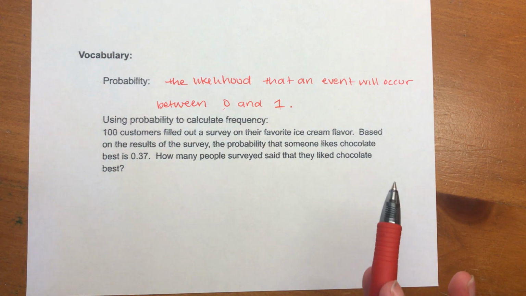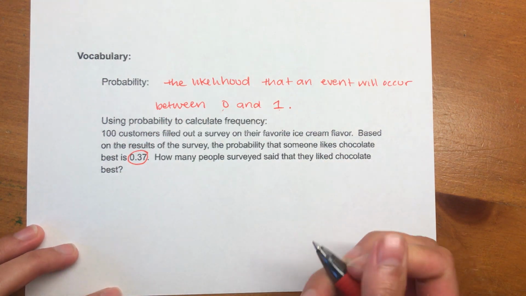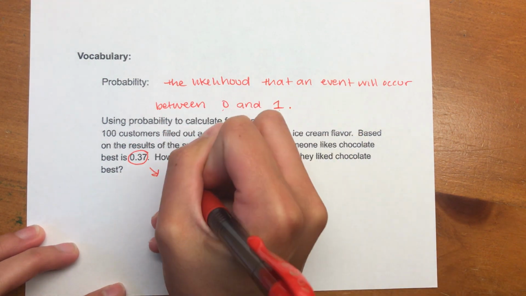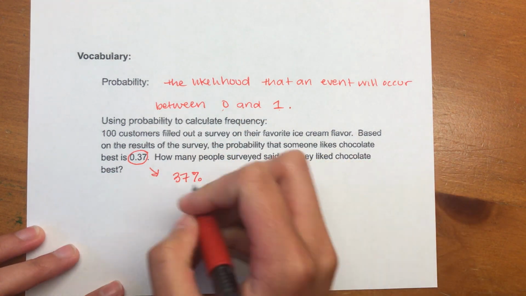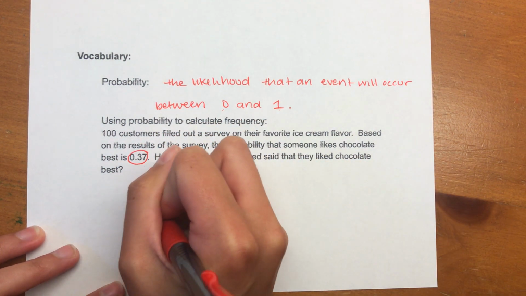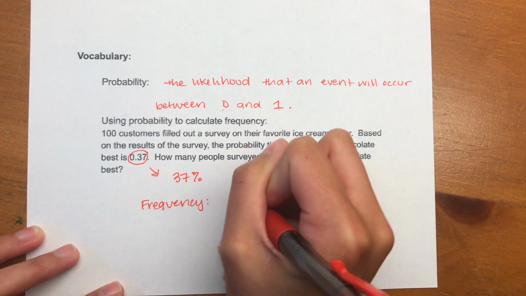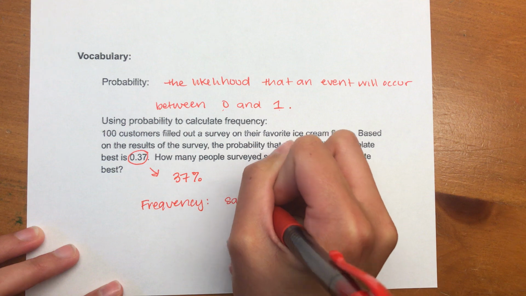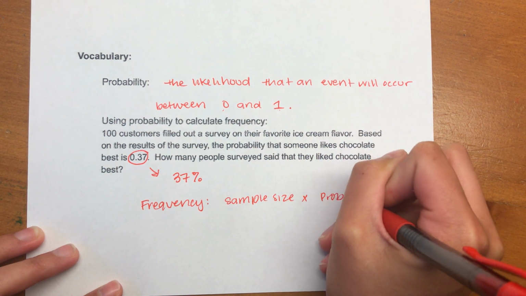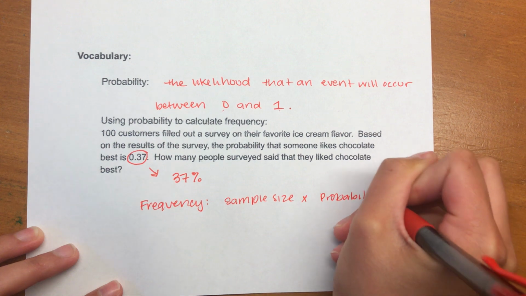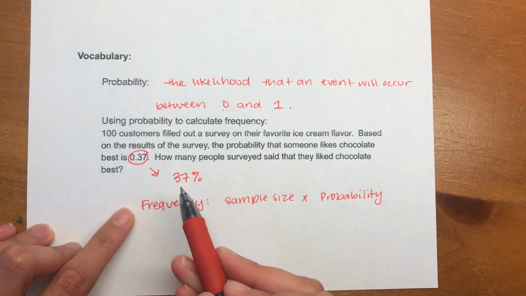Okay, so the probability is 0.37. That will convert to 37%, but in order to figure out the frequency, we multiply the sample size times the probability of an event.